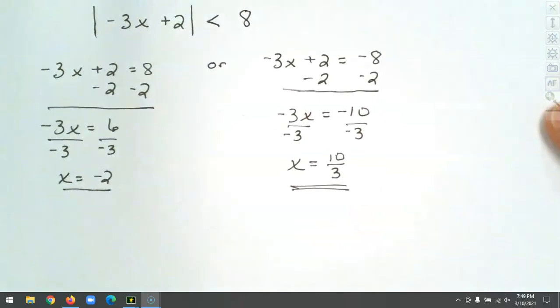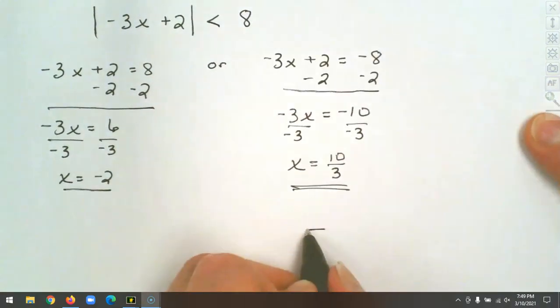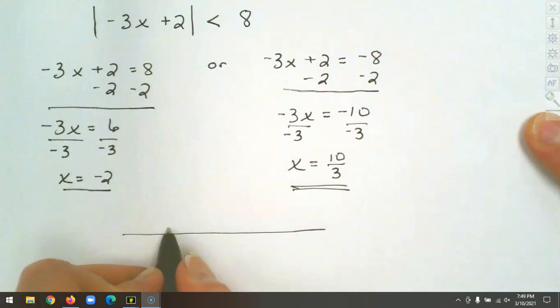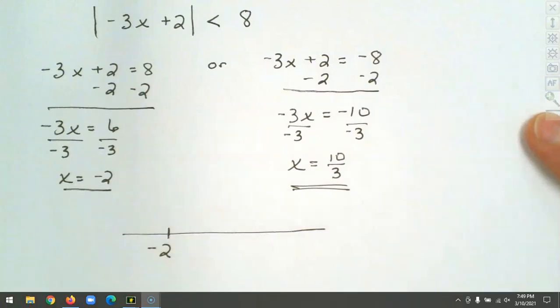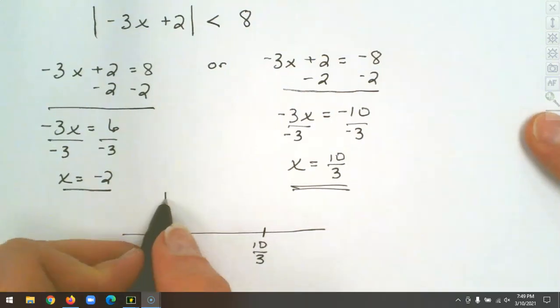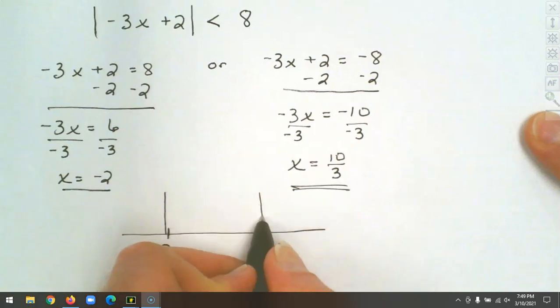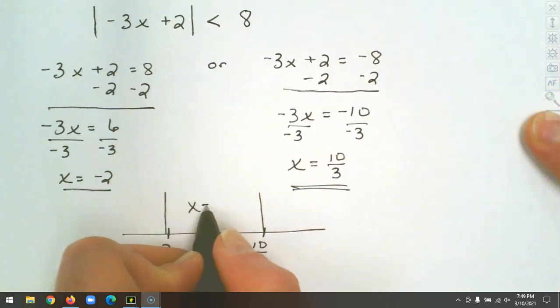So not much to do on these. Put them on the number line in the correct order. We've got a minus 2 on the left. We've got a positive 10 thirds on the right. And it looks again like our 0 is going to be right in the middle.